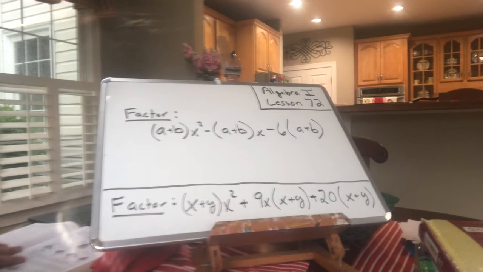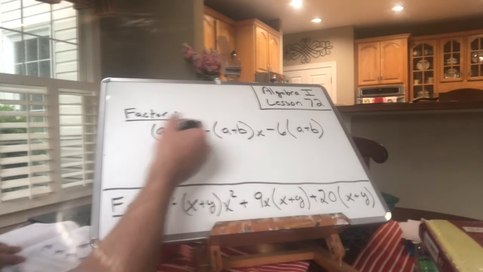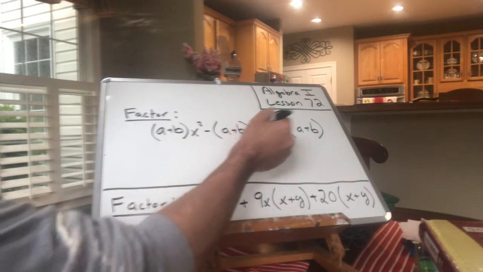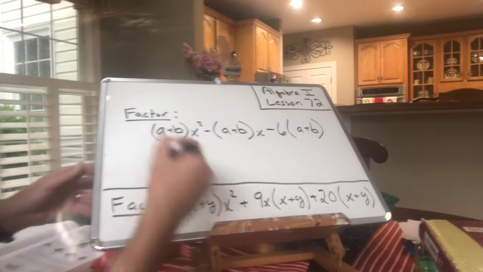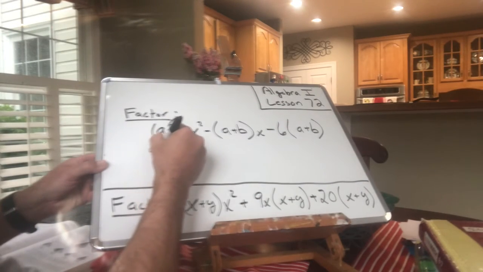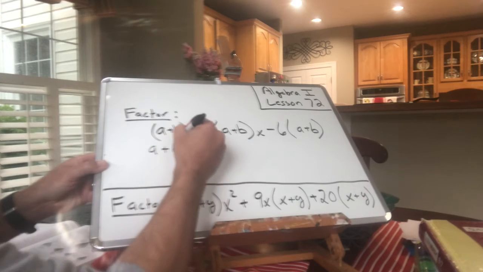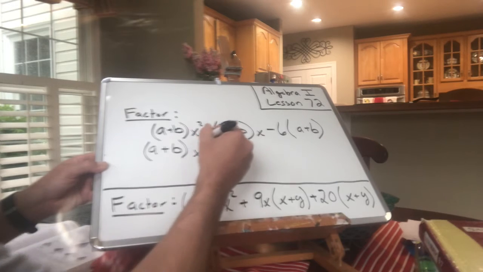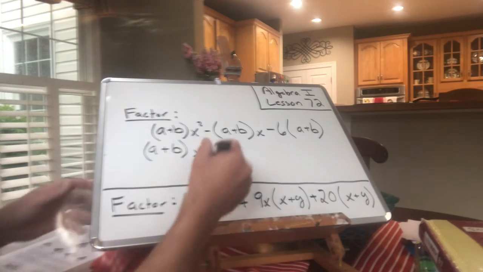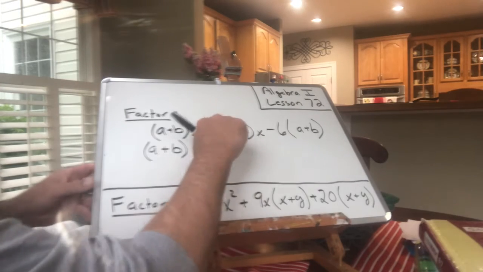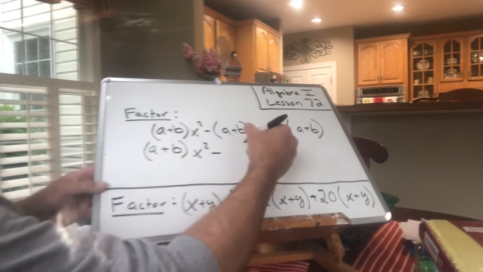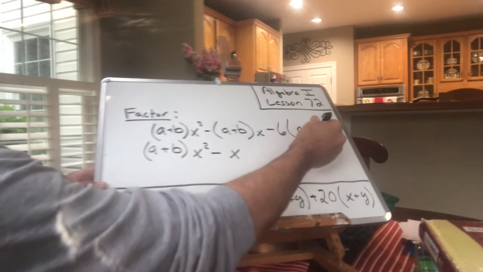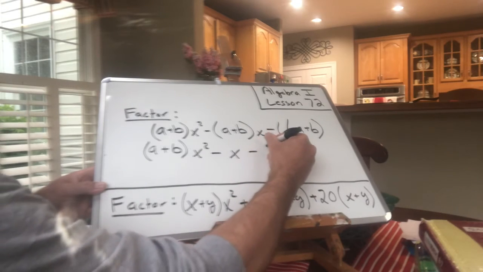You can see that each of these terms has the sum of a plus b, a plus b, a plus b. If we factor that out, we will have a plus b times x squared, that's what's left over from the first term, minus, there's the minus sign, we have another ab. What's left over here is x, and then we have what's left over after we factor out that ab, which is minus 6.